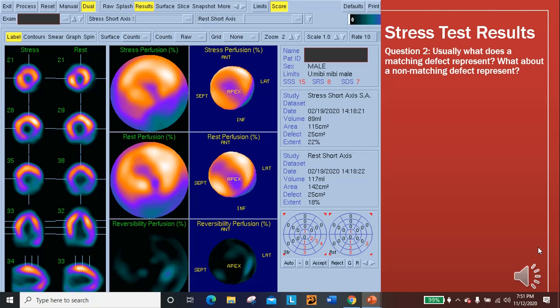Now, if it is a reversible or a non-matching defect, it's going to really represent ischemia, and that would be if the defect is seen on stress but not on rest. And you can see on the bottom of this image and all of the following images, as we see the different views, the reversibility perfusion. The parts that are lit up are the areas that have reversible or non-matching defects, pretty much.